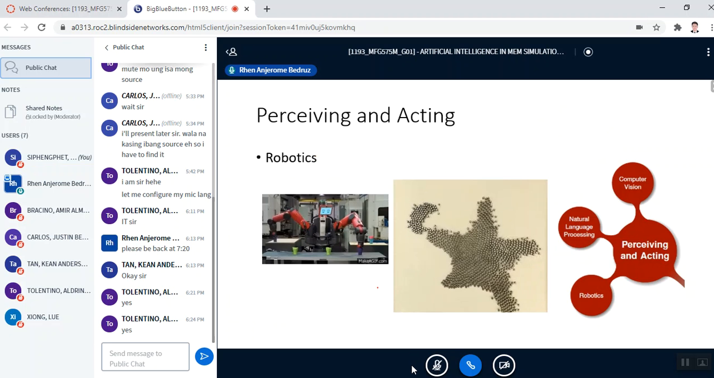And the third one is robotics. A robot is simply an object that could perform tasks over and over again. An example of a robot is a simple calculator. That's a very basic robot because the calculator can do its task over and over again.